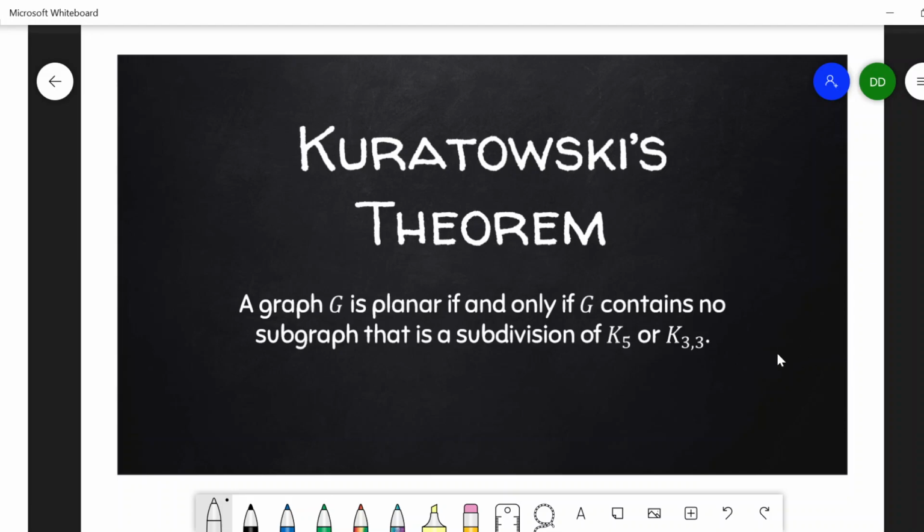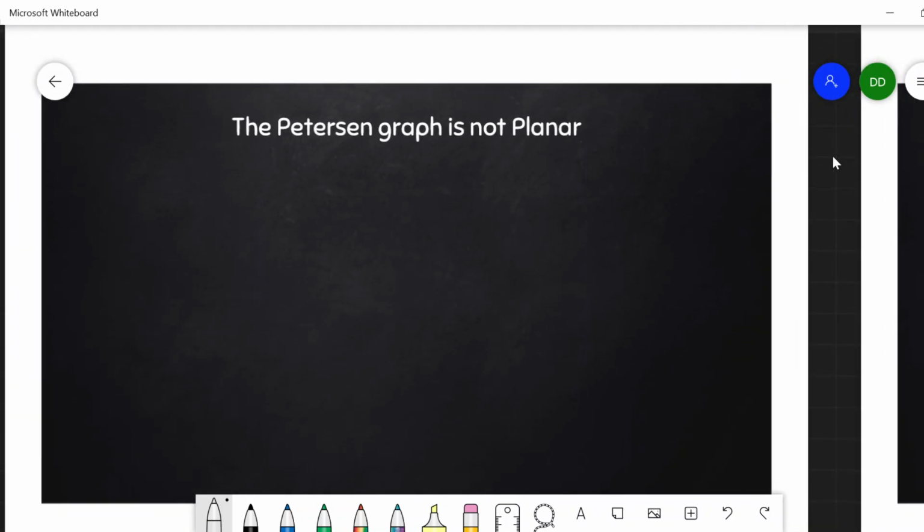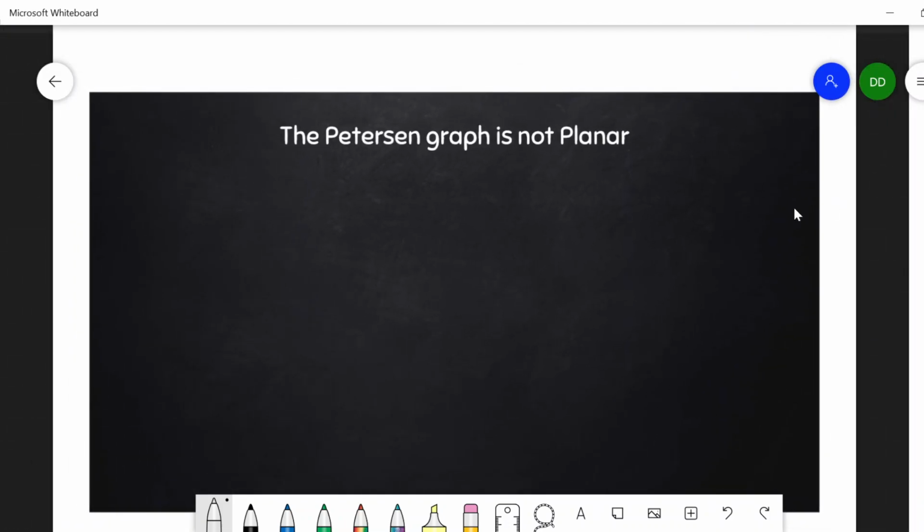If, for example, I wrote a computer algorithm that takes a graph and looks for subdivisions of K5 or subdivisions of K3,3, then I would have an algorithm for determining if my graph is planar or not. So that's pretty powerful, even though sometimes it's difficult to do in practice.